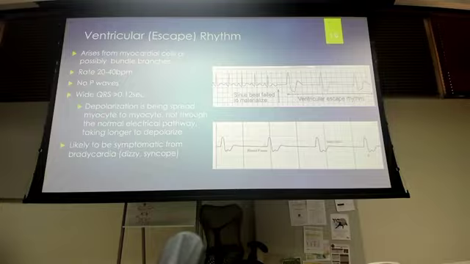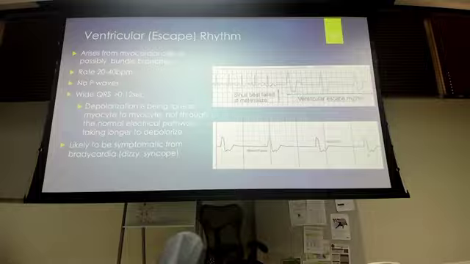Now these patients that have a ventricular rhythm are probably going to be a lot more symptomatic because of the rate of their heart. Their heart rate is typically 20 to 40, so they're not having a significant amount of perfusion. So either they passed out, or they're going to feel like they're going to pass out, or have dizziness, something like that.